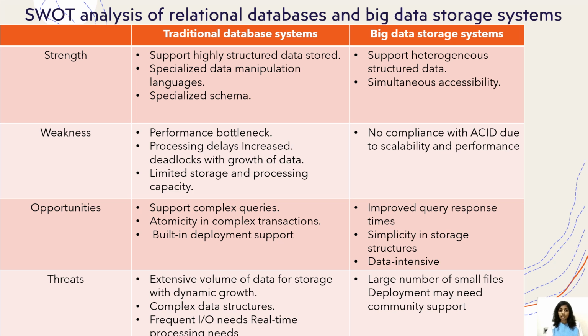Then the weaknesses in traditional database systems are performance bottleneck, increased processing delays, deadlocks with the growth of data, limited storage and processing capacity, then no compliance with ACID due to scalability and performance. The big data storage system has no compliance with the ACID properties, that is atomicity, consistency, isolation, and durability. So they have a smooth running with that.